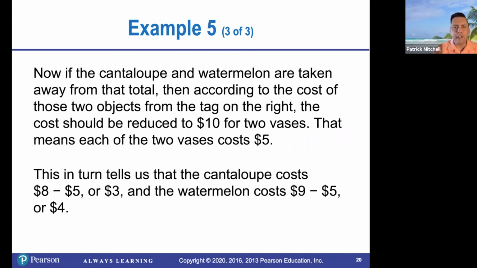And now it's really easy to finish it off, right? That means that the cantaloupe costs $8 minus $5, which is $3. And the watermelon costs $9 minus $5, which is $4.